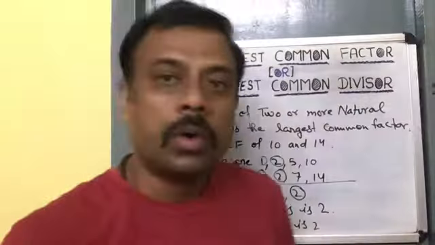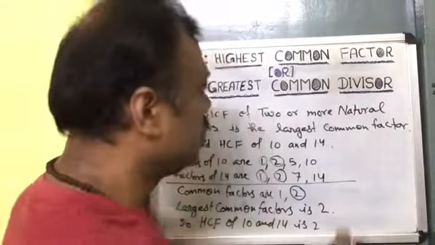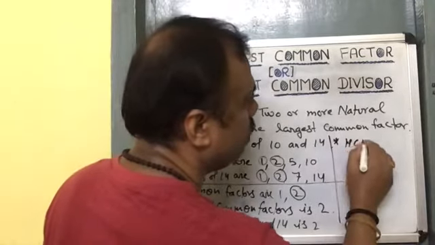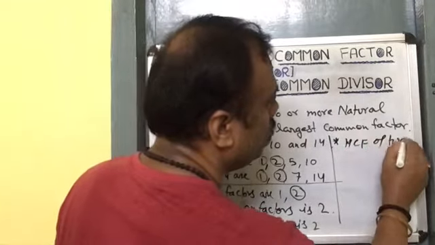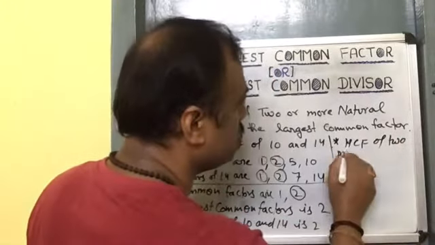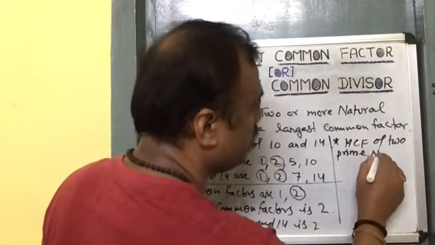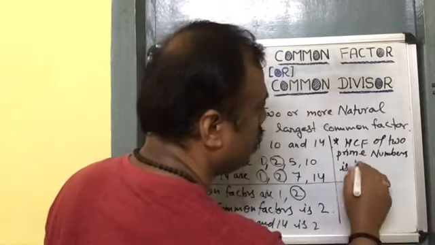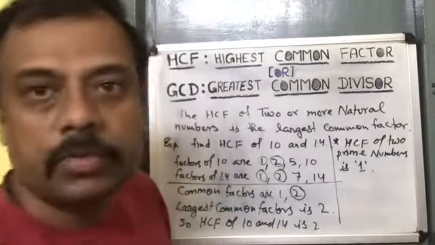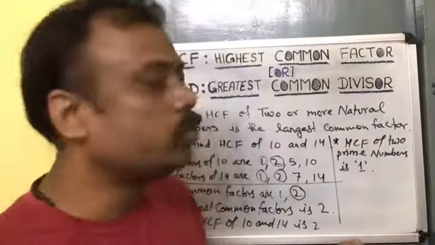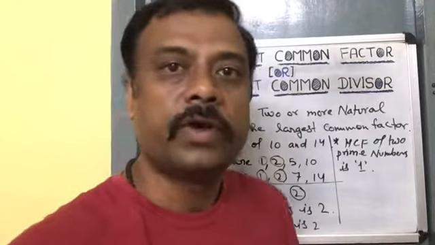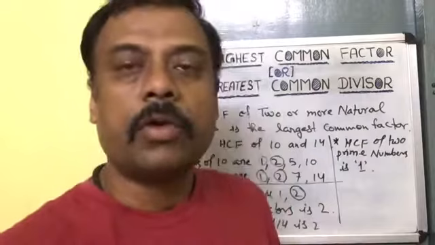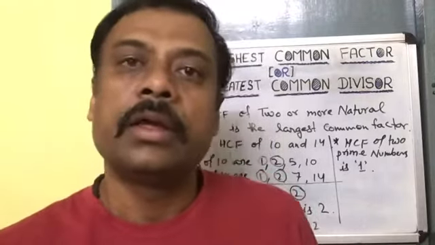Here is one thing I want to tell: the HCF of two or more prime numbers is 1. It is always true that the HCF of two prime numbers is always 1. Without calculating we can tell it. Okay, now let us go to find the methods.